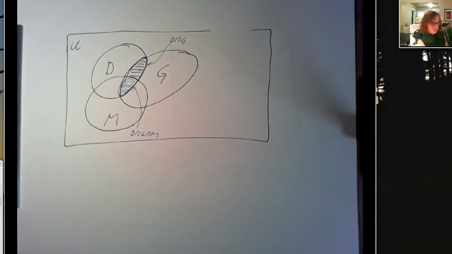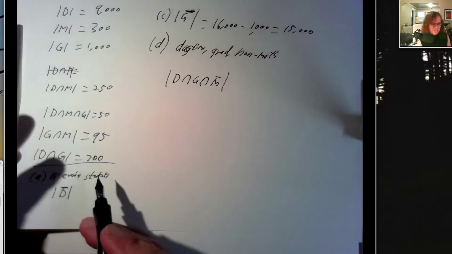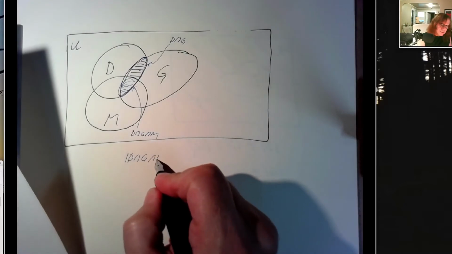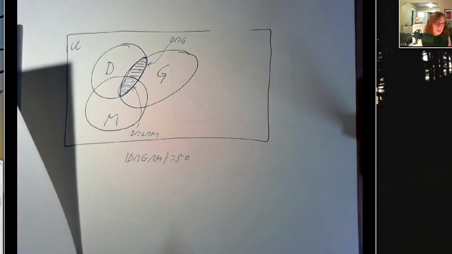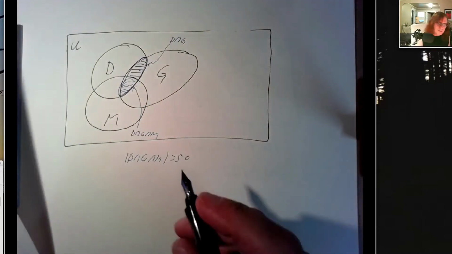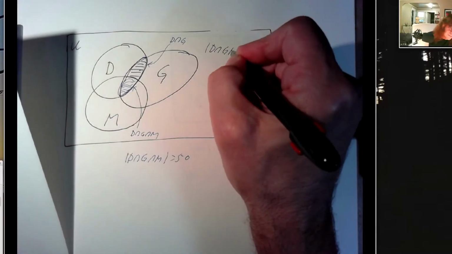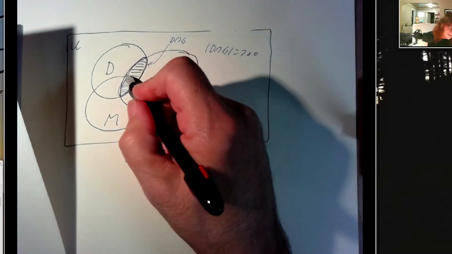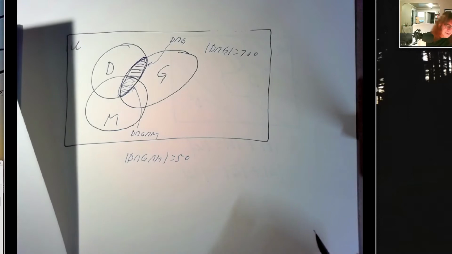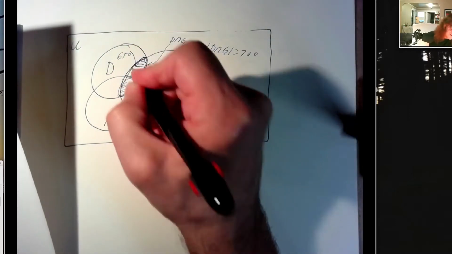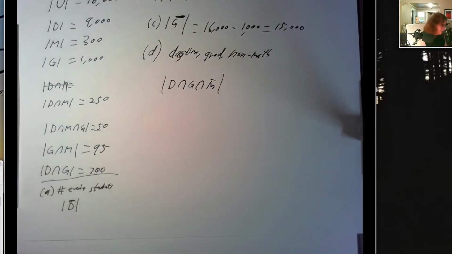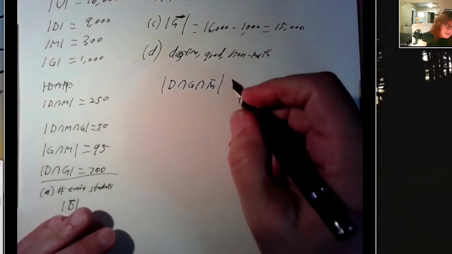So we can plug in numbers. D intersect G intersect M, we're told that's 50 students. And the whole intersection of D with G, D intersect G, we're told that's 700. So we have 700 students in here. We have 50 in this lower piece. That means this upper piece has 700 minus 50. That's 650 students. So D intersect G intersect the complement of M. This is 650.